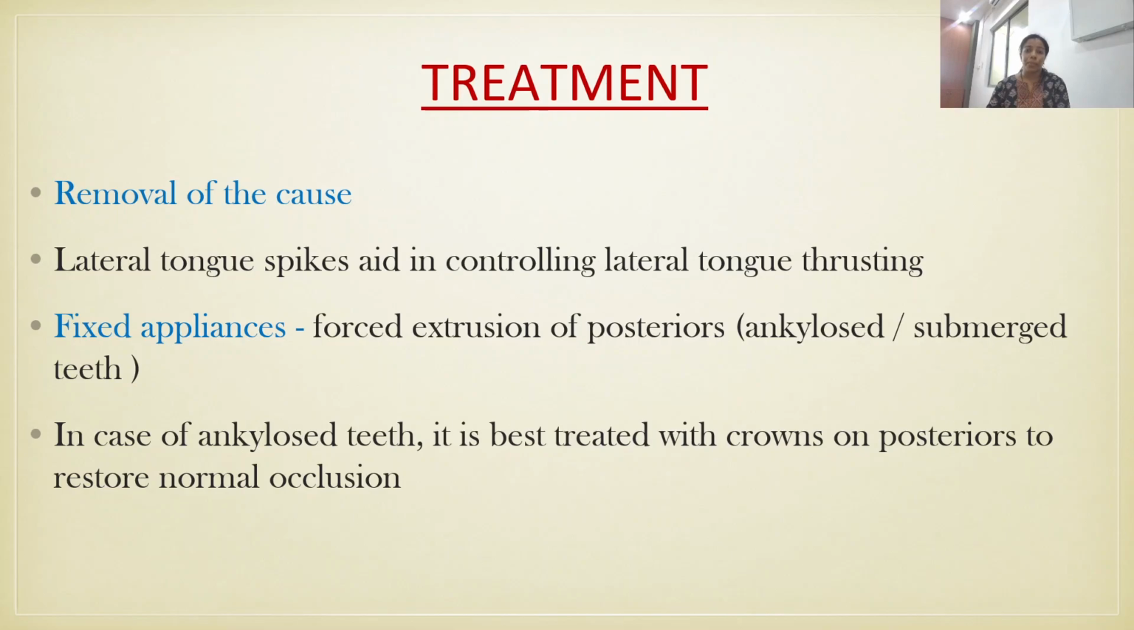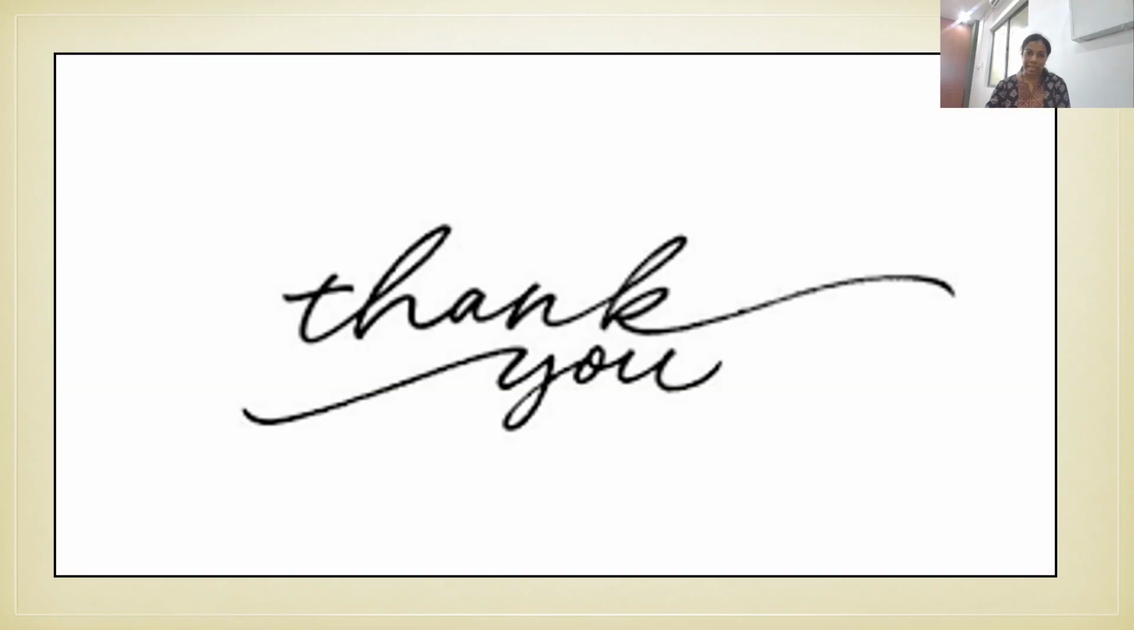Forced extrusion of the posteriors, that is ankylosed or submerged teeth, we can force extrude and close the posterior open bite. In case of ankylosed teeth, it is best treated with a crown on the posterior to restore the normal occlusion. As the tooth is ankylosed, we can't move it with orthodontic force. So giving a good crown to restore the normal occlusion is ideal in this case.